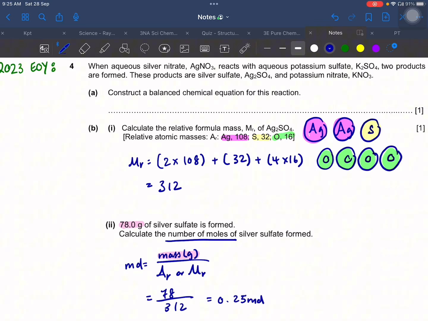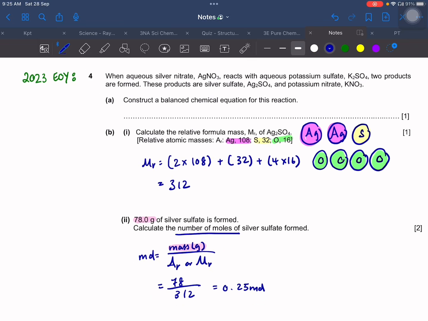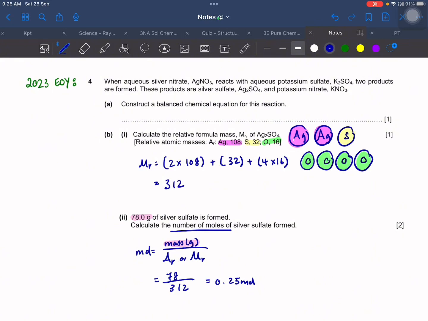Right, hope this is helpful. Try to revise and understand how you use this formula. You can take a look at the notes, and take a look at all the practice questions that we've been going through. Thank you.